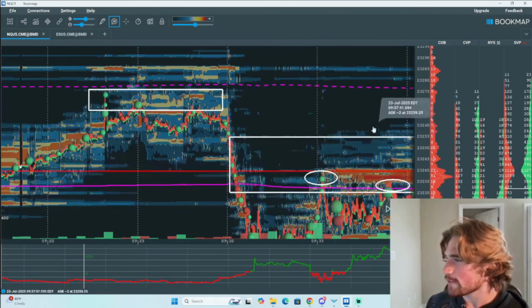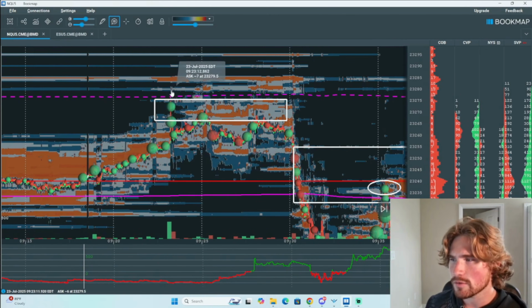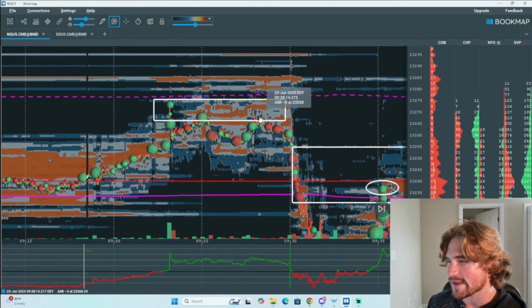So as the market's opening and we get a little rally up here, there's a big spurt of buying, and then it sells off, and then it comes back up and fails to make a higher high, and it sells off again and fails to make a higher high.